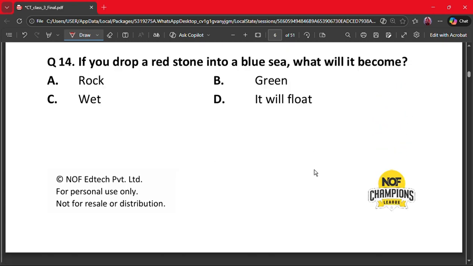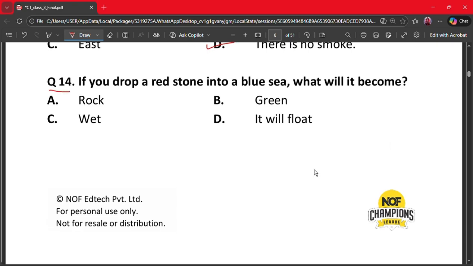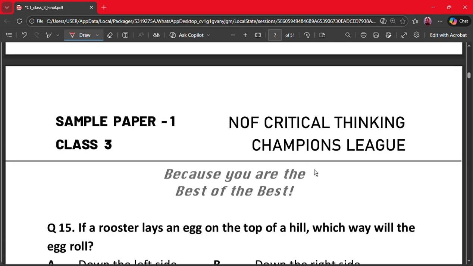Our next question is question number 14. If you drop a red stone into a blue sea, what will it become? A. Rock. B. Green. C. Wet. D. It will float. The correct answer is option C. Any stone becomes wet in water.